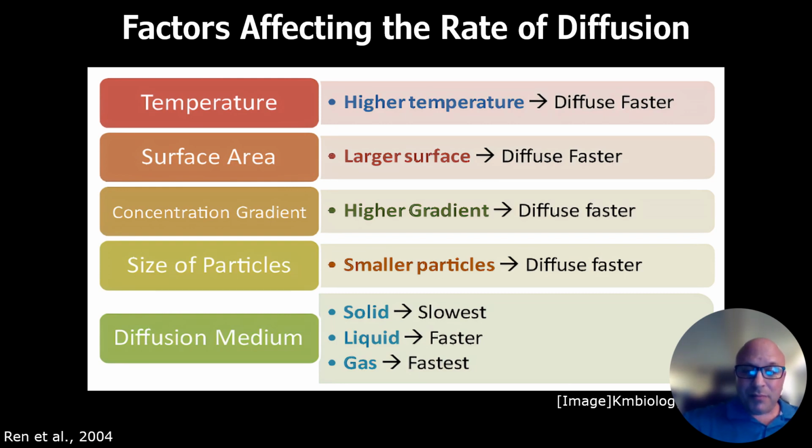Then you have solvent properties. You have viscosity and density. They significantly affect diffusion. If the medium, the solvent, through which the particles diffuse is dense or viscous, diffusion becomes more challenging. These factors play a crucial role in determining the rate of diffusion of a substance.